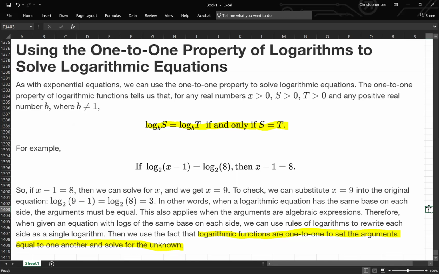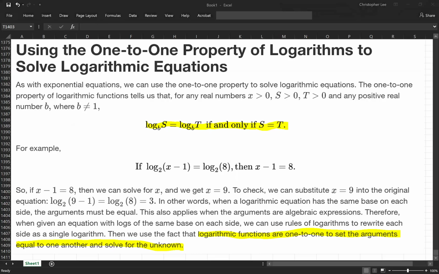In other words, when a logarithmic equation has the same base on each side, the arguments must be equal. This also applies when the arguments are algebraic expressions. Therefore, when given an equation with logs of the same base on each side, we can use rules of logarithms to rewrite each side as a single logarithm. Then we use the fact that logarithmic functions are one-to-one to set the arguments equal to one another and solve for the unknown. All right? So not too bad.